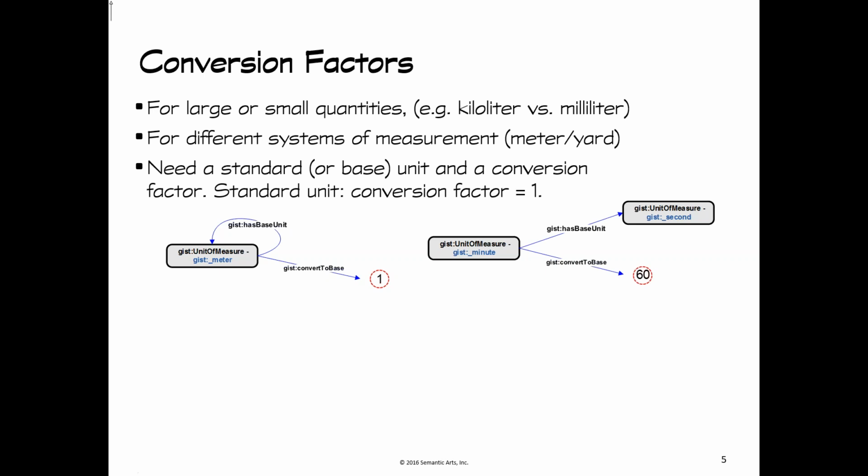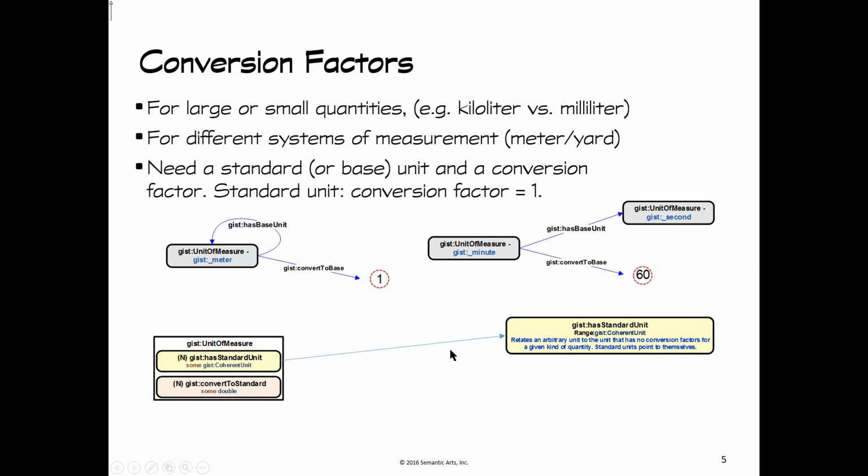A slightly more interesting case is the unit of measure of a minute. It's still the same quantity we're measuring, time, duration, but it has the base unit of second, again points to itself, and then it has a conversion rate of 60. So there's 60 seconds to a minute. Okay, so unit of measure has the standard unit and it converts to a standard. So this is a little bit of English text relating to these properties. The standard unit relates the arbitrary unit to the unit that has no conversion factors for a given kind of quantity. And then the convert to standard is simply the conversion rate for the particular unit.